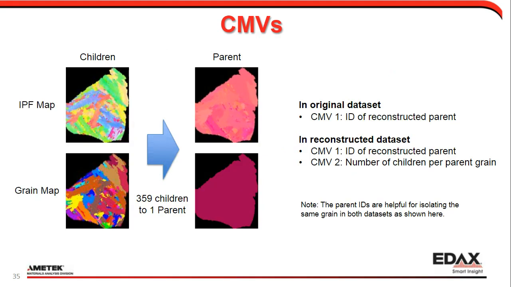So like I said, we actually record 3 different CMB, correlative microscopy values, within the data sets. In the original data set, the child grain microstructure, we record the ID of the reconstructed parent. In the reconstructed data set, the new one, we also have the ID of the reconstructed parent, as well as the number of children per parent grain. Keeping the ID of the reconstructed parent is really nice, because then you can isolate and look at the variants that contributed to the reconstructed parent on a one-to-one basis and get a feel for what your microstructure looked like. And I would expect us to expand some of these CMB values in the future. We have a few ideas we haven't implemented yet.